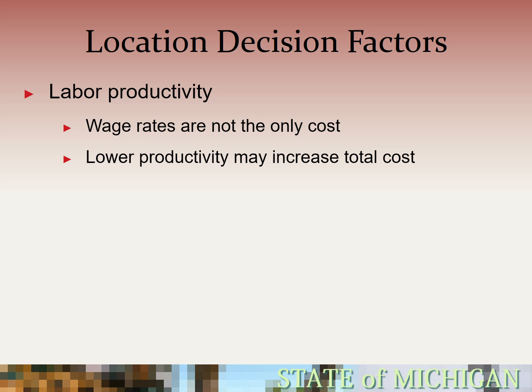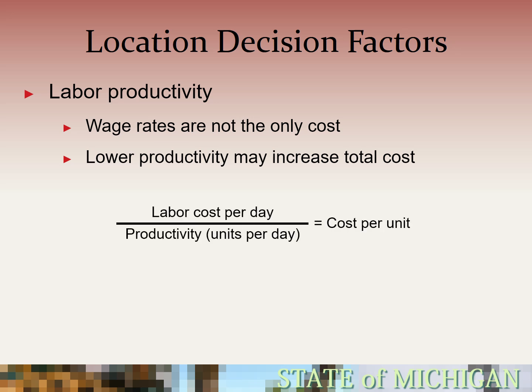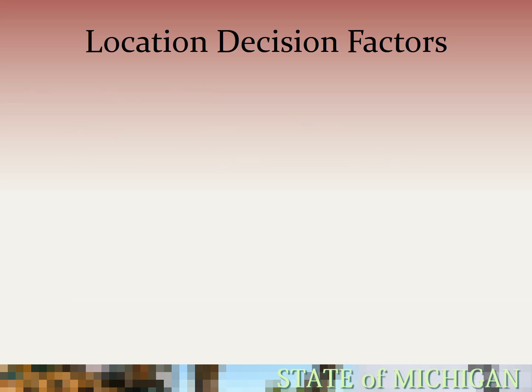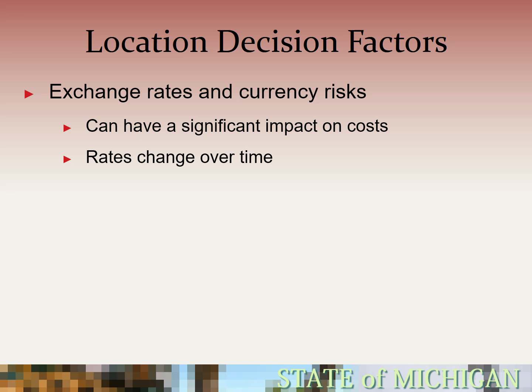Labor productivity, wage rates are not the only cost, but lower productivity may increase your total cost. So if you take a look at your labor cost per day divided by the productivity of how many units you produce a day, you get your cost per unit. In South Carolina, for instance, it would be $1.17 per unit. But in Mexico, it might be $1.25 per unit. So in this case, you might be better off staying in South Carolina. Exchange rates and currency risk could have a significant impact on your costs as currency rates change frequently over time.